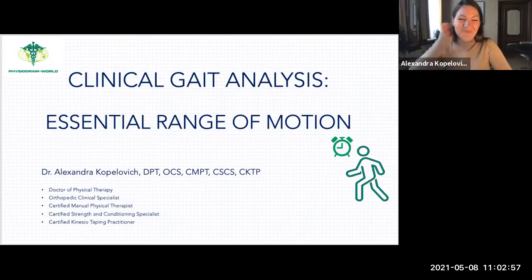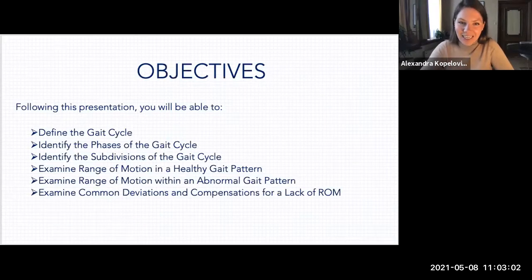Just message me. Alrighty, so let's talk about the essential range of motion during gait. Our objectives for today are that, of course, we will define the gait cycle. We will identify the phases of the gait cycle as well as subdivisions. We will examine the normal, healthy, quote unquote, range of motion, as well as abnormal gait patterns. I'll give you some video examples of abnormal gait patterns, as well as we will examine common deviations and compensations for the lack of range of motion. So I think it'll be interesting to students, but as well as obviously physical therapists.